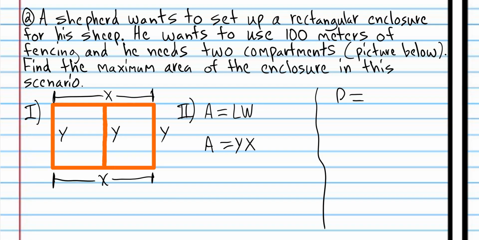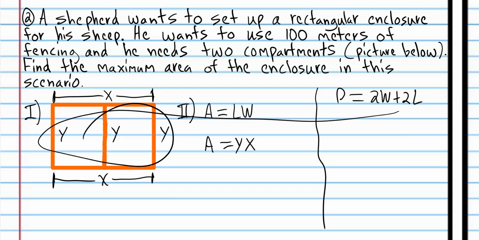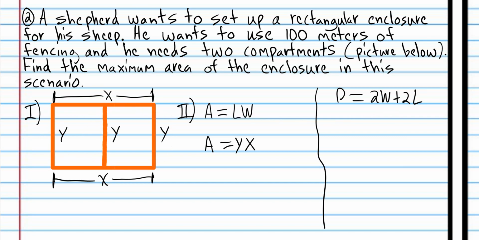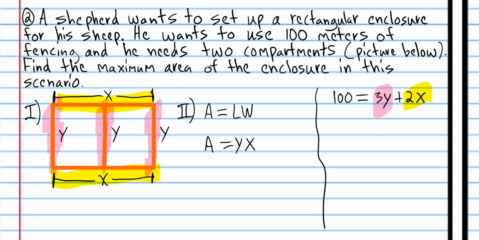And in the previous problems, we wrote perimeter of a rectangle is 2w plus 2l. But as you can see, this is really a different situation. So that formula doesn't really do much for us. I'm just going to write what is pretty obvious, and that is that the length of the fence, which we know is 100 meters, is 3y plus 2x. You're adding your y's, that's all these pink y's, you're adding those with the yellow x's. There's two yellow x's. Do you agree with that? You're adding that up. That's the total length of the fence is 100.